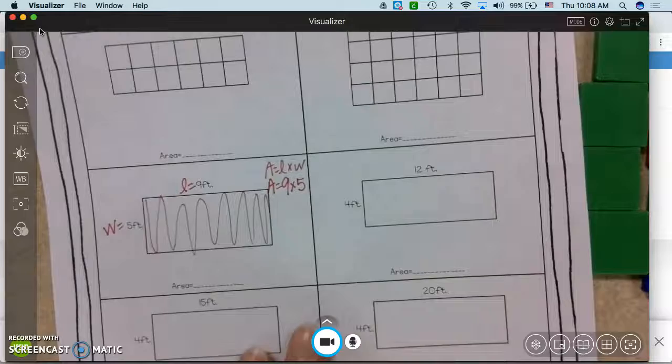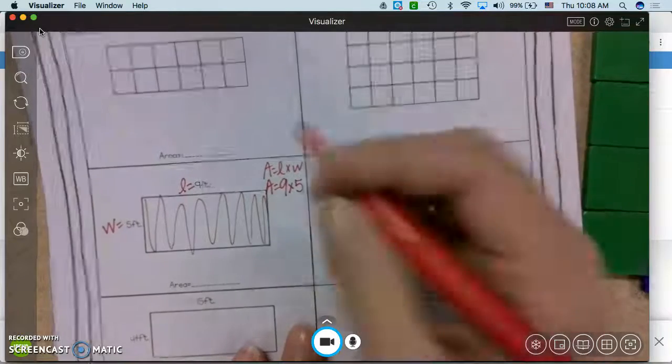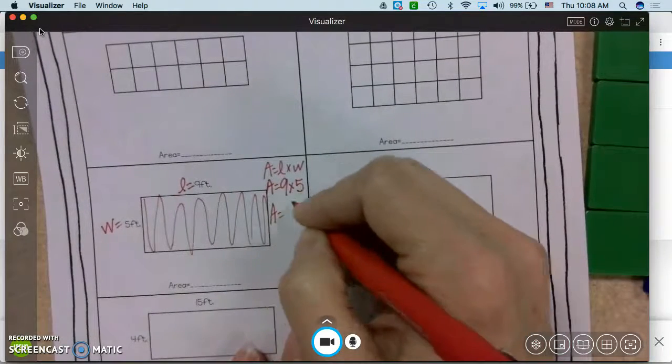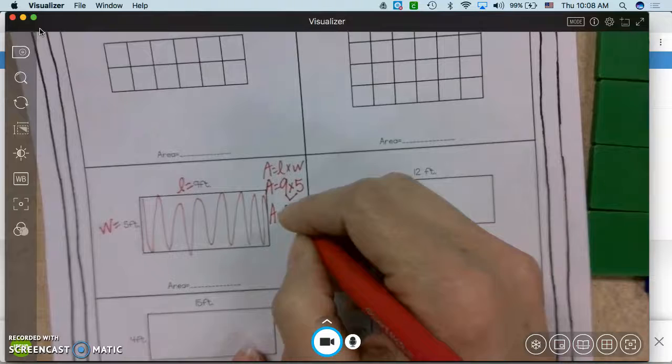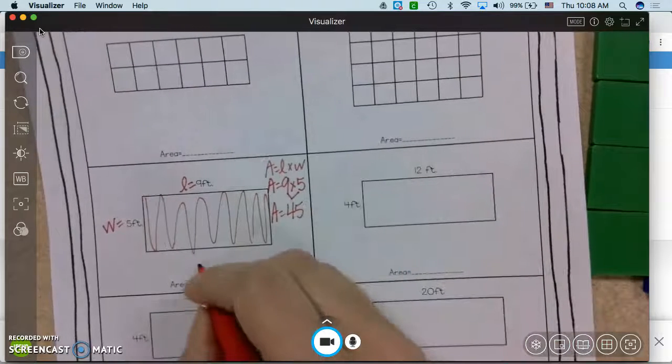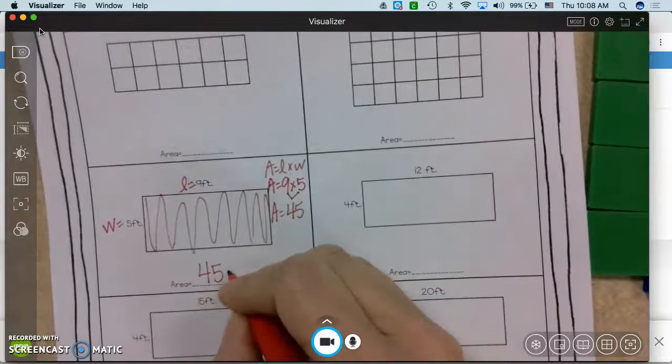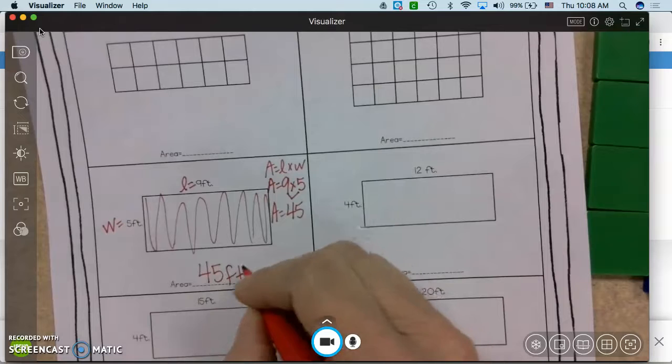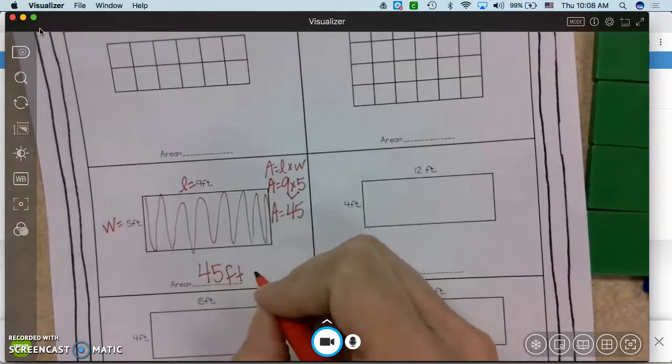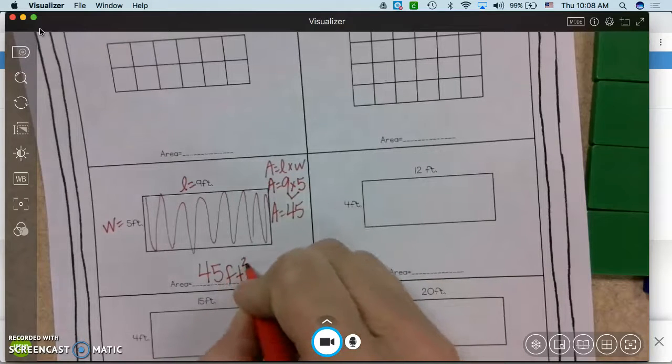Then you have to do 9 times 5. Very good. Then you can solve. We don't know the area, so I'm going to leave that as A. And then I can solve 9 times 5, which is 45. And it would be 45 what? Feet. And area is always square. Do y'all remember what I do to show the square? 2. The little exponent 2, small 2 up high.